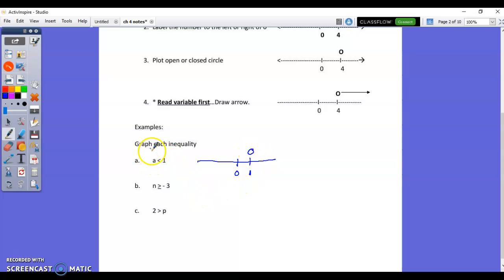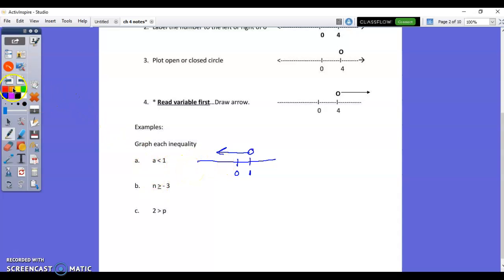And then I read the variable first, so this says a is less than 1. A is less than 1, so I draw an arrow going to all the numbers that would be less than 1, which would be 0, and all the negative numbers along with it.